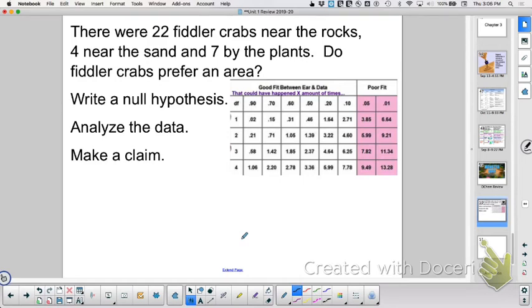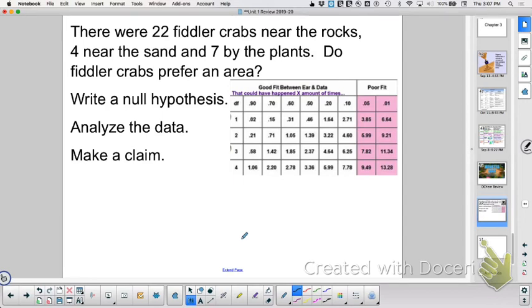But then I would have to support that with my data, yes? So it might be easier just to write a null hypothesis, which is what? Yeah, fiddler crabs have no preference for an area, right? That would be a null hypothesis, saying there's no connection between what the environment is and where a fiddler crab goes. It's still the same research, the same data, but by disproving the null, I would be supporting the research hypothesis, the alternative hypothesis, which is they actually do prefer something, right?